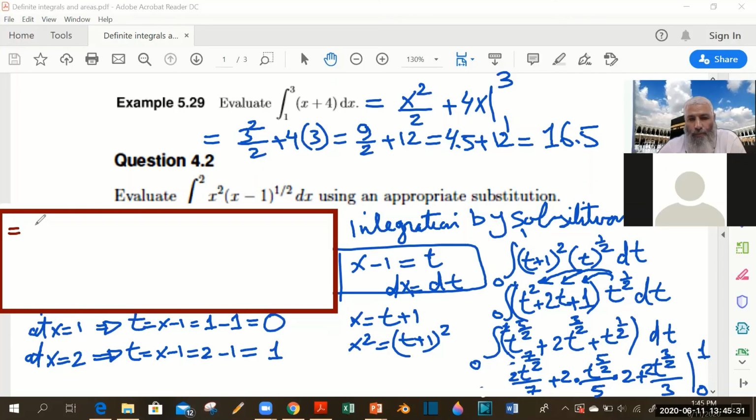So this is equal to 2 times 1 power 7/2 is 1, over 7, plus 2 times 1 over 2 times 2, plus 2 times 1 over 3, minus 0, 0, 0. So this is 2 over 7 plus 2 over 2, which is 1. Oh no, actually 2 times 2 divided by 2 is 2. Plus 2 over 3.